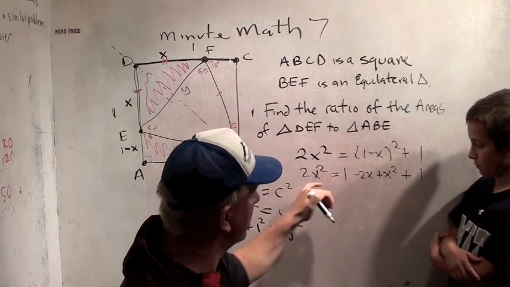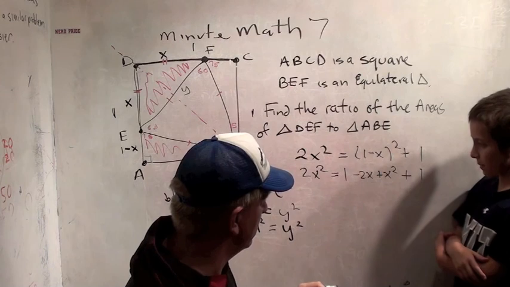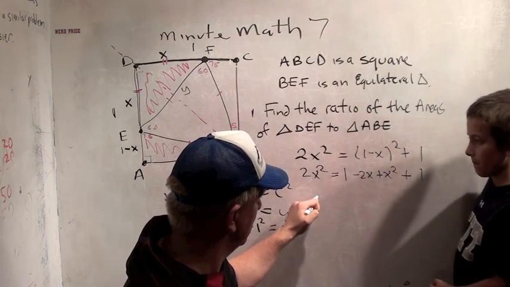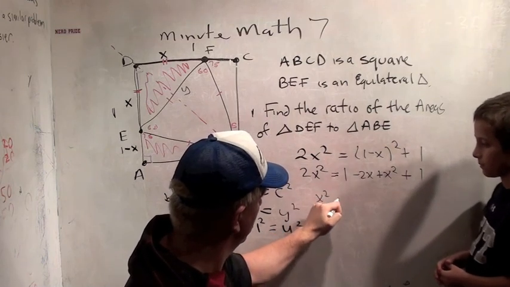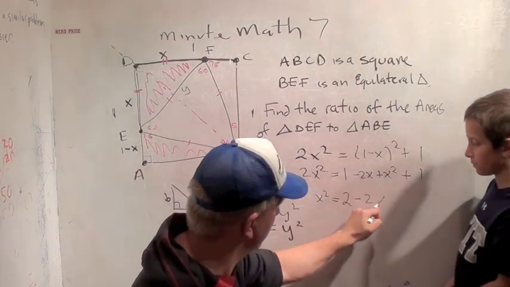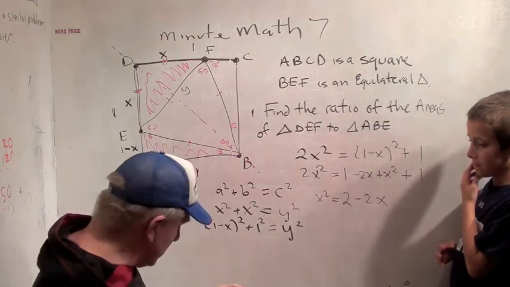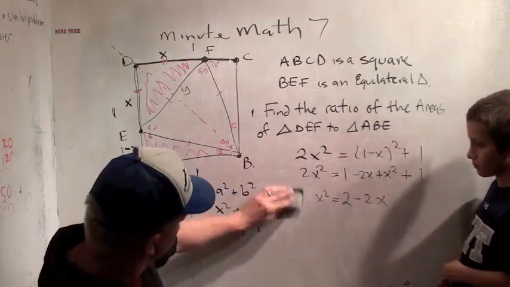I bring the x squared over to this side. What is 2x squared minus x squared? 2x squared minus x squared is x squared. Right, x squared equals 2, 1 plus 1 minus 2x. Okay, that's interesting. So we actually have an equation for x, and we don't really know what we're going to do with it, but we have an equation.